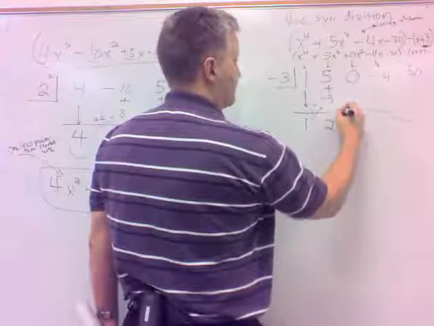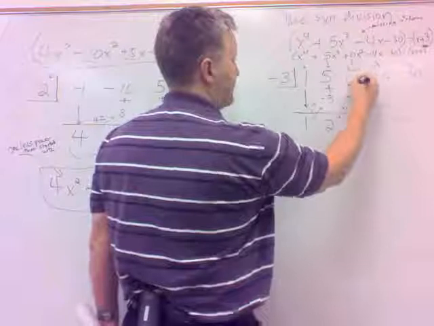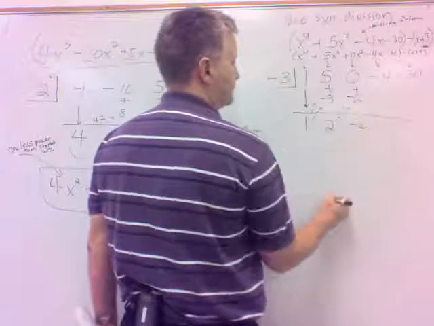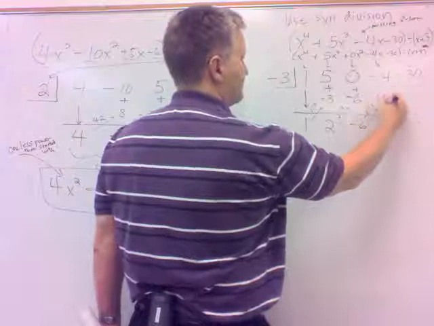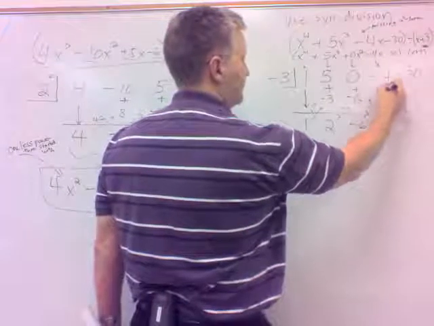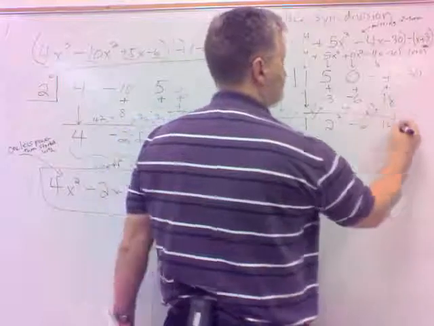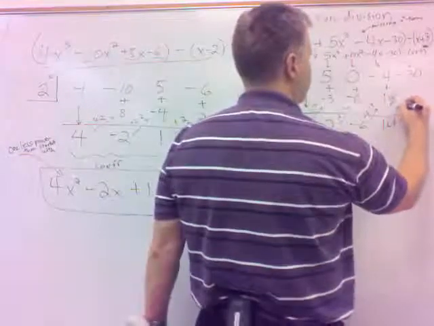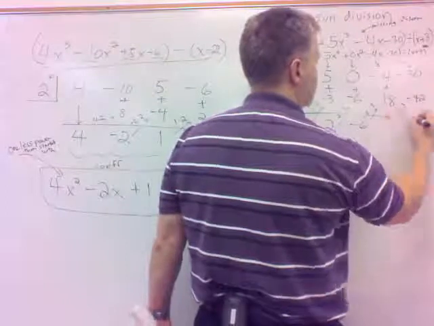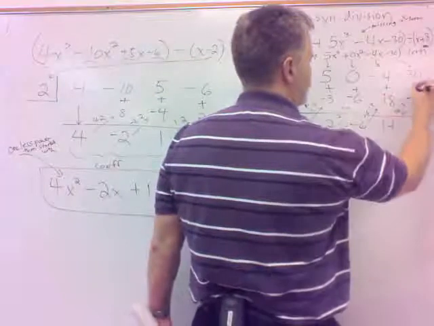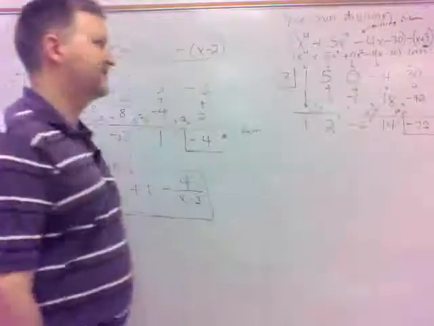Do the same thing again. 2 times the negative 3 in the box, so that would be negative 6. Add 0 plus negative 6 is negative 6. Then take the negative 6 times the negative 3, positive 18. Add, so you'll have negative 4 plus 18 is 14. And then 14 times negative 3 is negative 42. Add, it's negative 72. So my remainder is a big one.